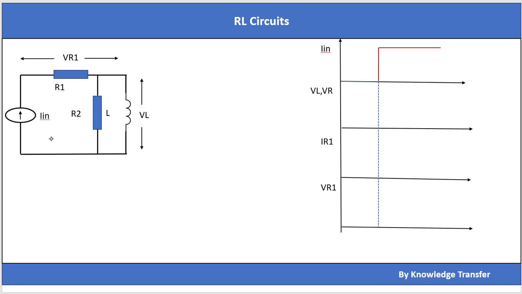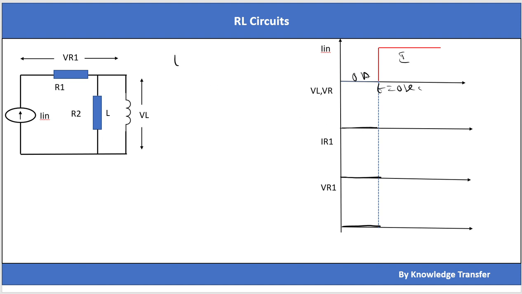Hello everyone. In this video, let's analyze the response of this RL circuit for a step current. At t equal to 0 seconds, the current changes from 0 ampere to I ampere. Until t equals 0 seconds, I can replace the current source with an open circuit, and VL is equal to 0 volt, VR is equal to 0 volt, and IR is equal to 0 ampere, because there are no initial conditions for the inductor.